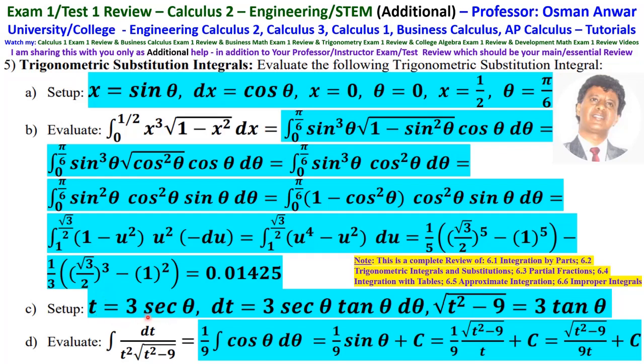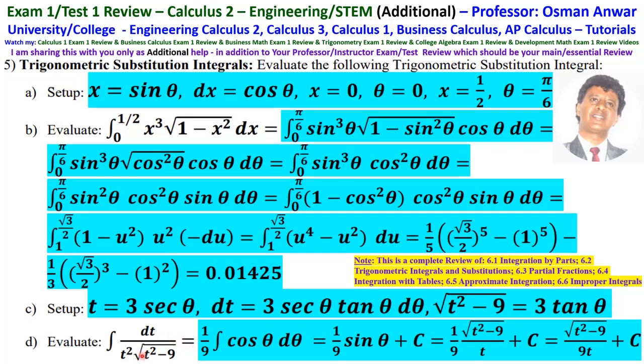Then we're going to integrate in D: the integral of 1 over t squared square root of t squared minus 9 dt. The setup is t equals 3 secant theta, then dt is 3 secant theta tan theta d theta, and square root of t squared minus 9 is equal to 3 tan theta. t squared is 9 secant squared theta.